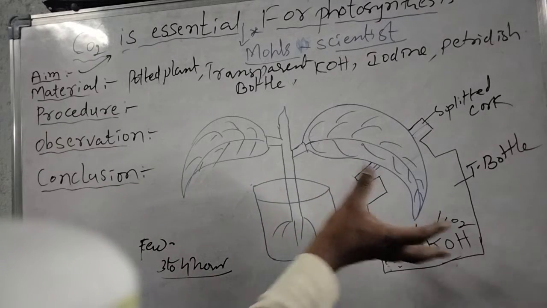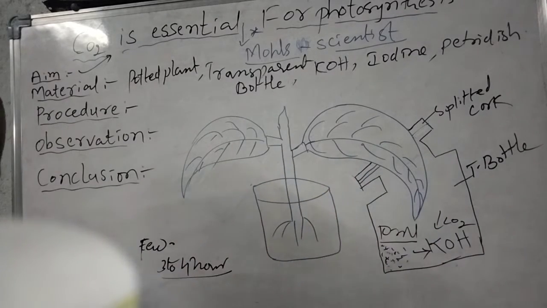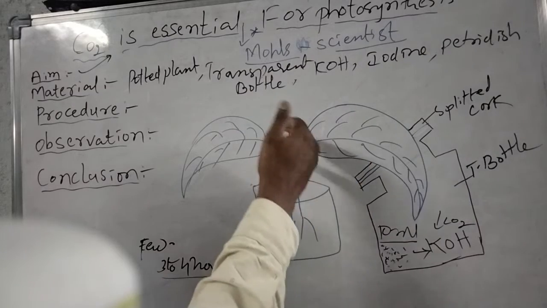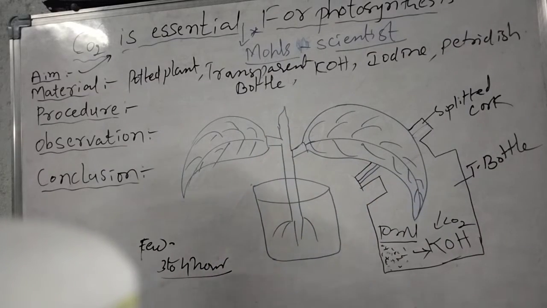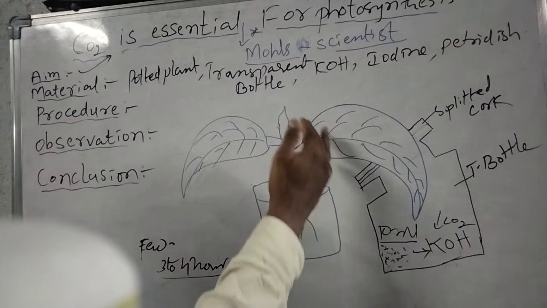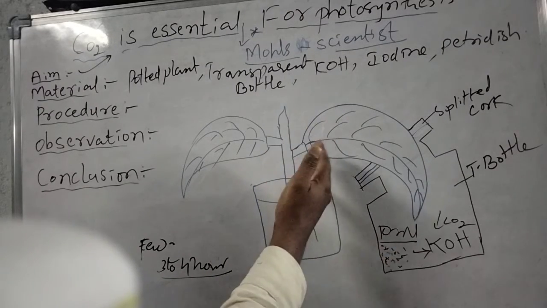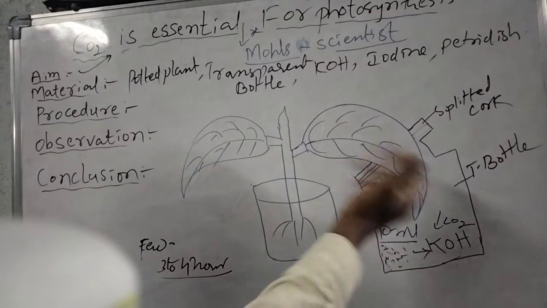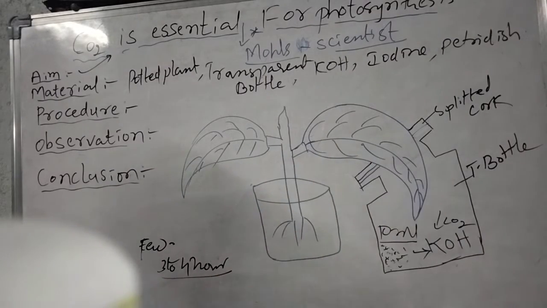To observe the changes made in this experiment, we have to take out the leaf which is inserted into the bottle. Carefully, that leaf should be plucked from the plant, detached, carefully taken out from the split cork of the bottle, and spread over the petri dish.